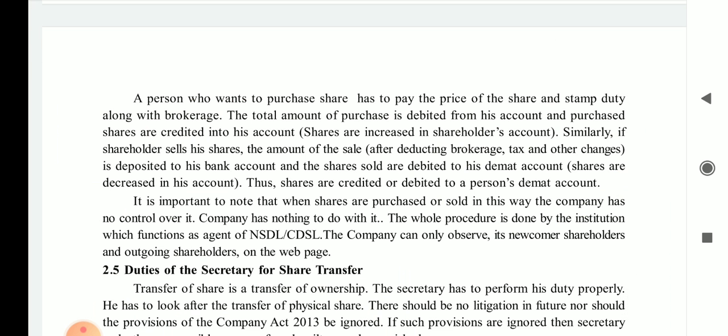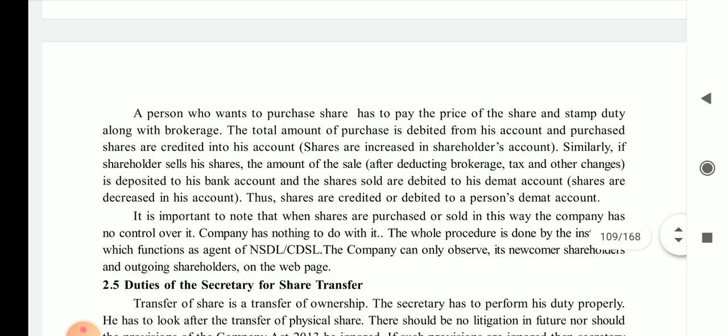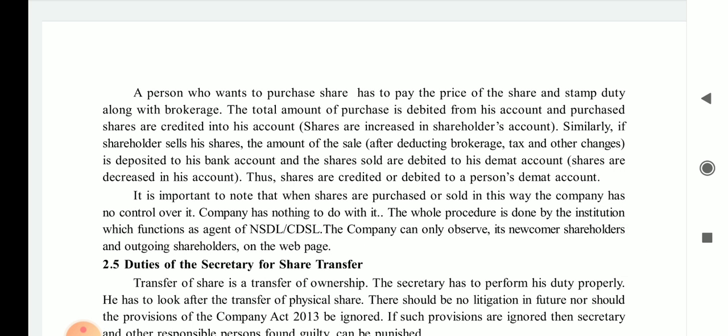Now shares are increased in the shareholder's account, means for a person who had purchased the shares, the holding should be increased. Similarly, if a shareholder sells his share, the amount of the sale after deducting the brokerage, tax and other charges is deposited to his bank account, and the shares sold are debited from his demat account. Shares are decreased in his account, means a person's shares are debited from his demat account and credited to the person who had purchased the shares, and the amount is debited from that person's account and credited to the person who sold his share. Thus shares are credited or debited to a person's demat account.